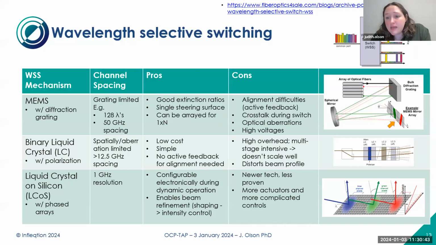However, it's more complicated. Each of those individual reflection surfaces needs to be individually controlled. It's newer. It doesn't seem like it's as mature of technology. That being said, some of the companies working on this have said they can get down to 1 gigahertz resolution on their channel spacing with this method. So it seemed to be the narrowest channel spacing I could find in terms of systems out there.